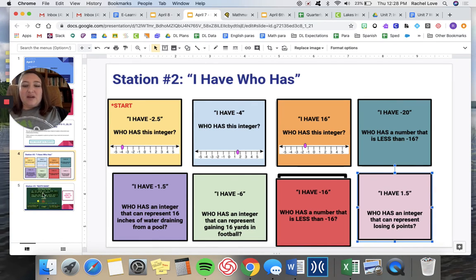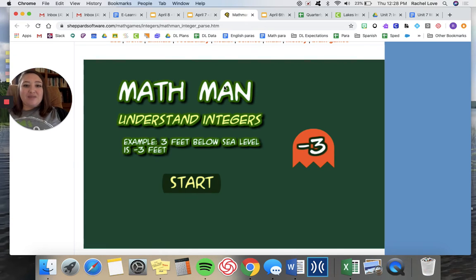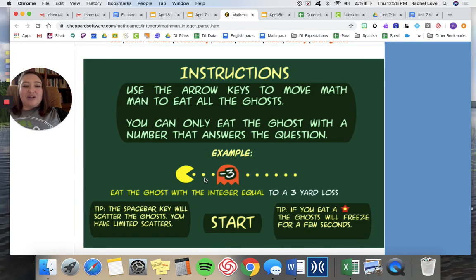All right, so then your third station for today is going to be a math game. It is called Math Man. I think it's really fun. Miss Brown found it and had a lot of fun trying it out for you guys. So Math Man is going to look a little bit like this. You're going to show and demonstrate your understanding of positive and negative integers playing Math Man. So we've included the link. You're going to use the arrow keys on your device to move your little Math Pac-Man. And you're going to want to read the description on the screen to know which little ghost you're going to have to eat.